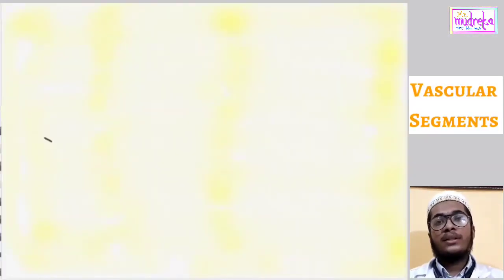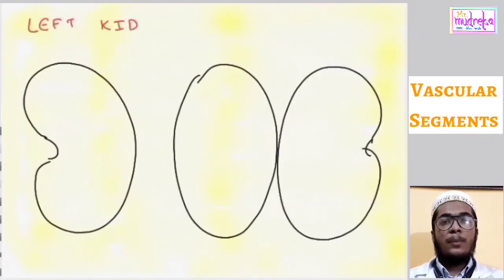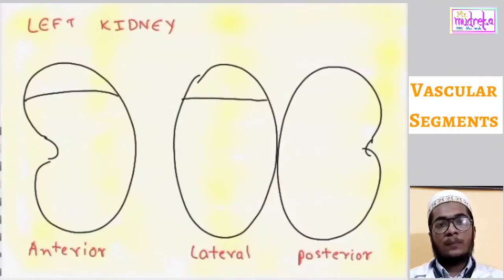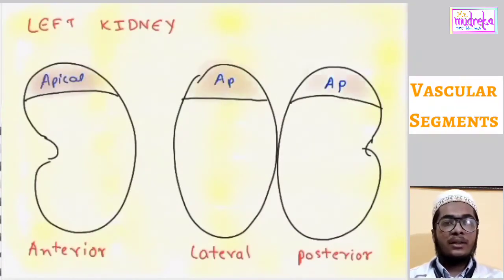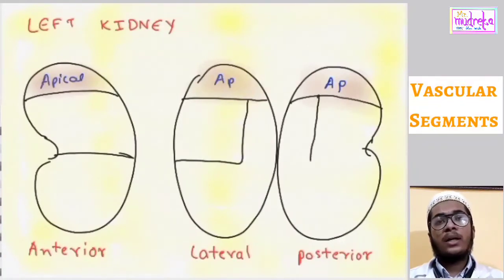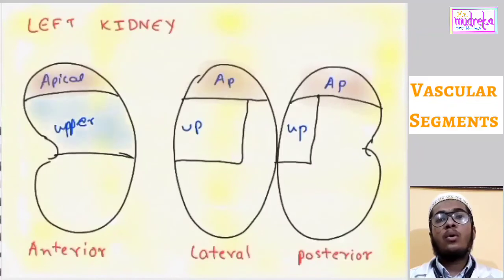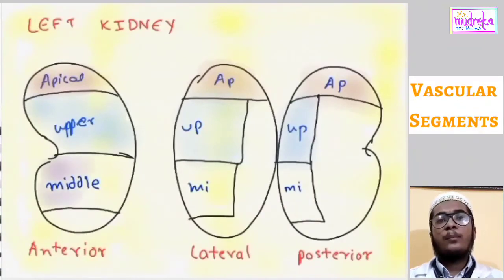Apical consists of the medial side and the anterior part of the superior pole. Upper part includes the remaining of the upper pole and the upper part of the anterior aspect. Middle part includes the lower part of the anterior aspect and lies between the upper and lower segments. Lower segment consists of the whole of the lower pole. Posterior segment consists of the whole of the posterior aspect of the kidney between the apical and lower segments.